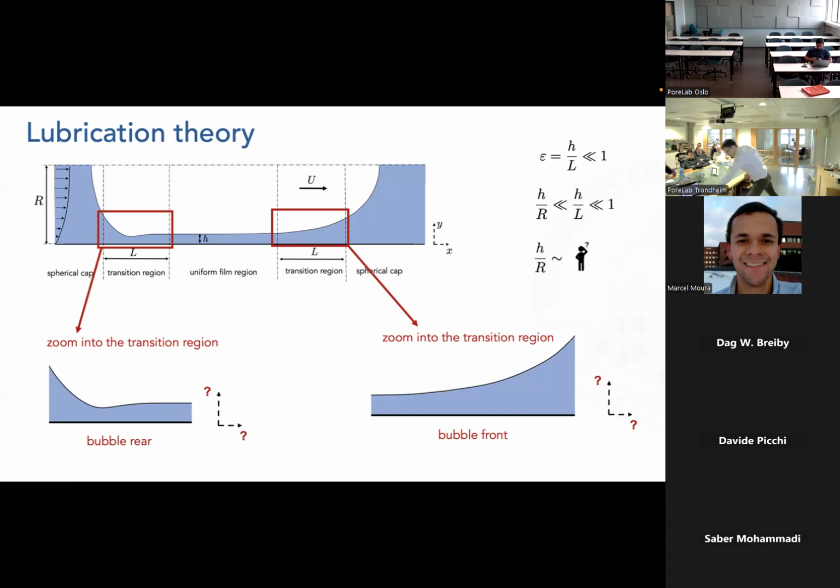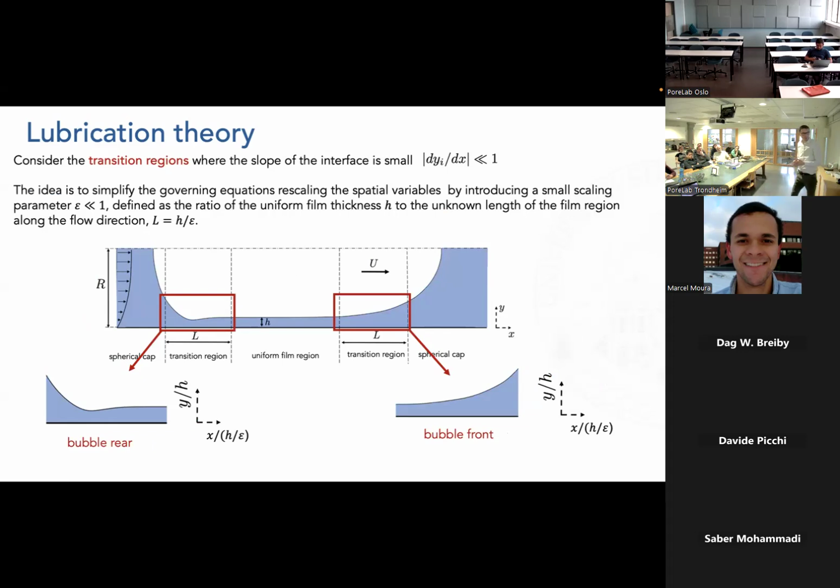How can we stretch these coordinates? What Bretherton did was to use the lubrication theory, which applies only when the slope of the interface is sufficiently small. You see that the axial coordinate x is stretched in this way: x is divided by h divided by epsilon, and epsilon is small. So it's like boundary layer theory, when you stretch the axial coordinate, while the y coordinate is just y divided by h, where h is the uniform film thickness in the center of the bubble. And you can do this either at the front or at the rear of the bubble.